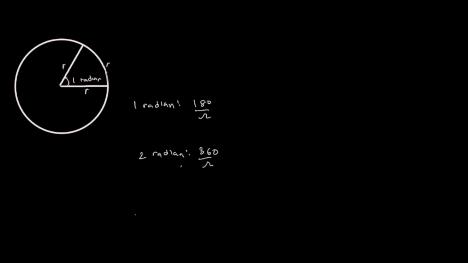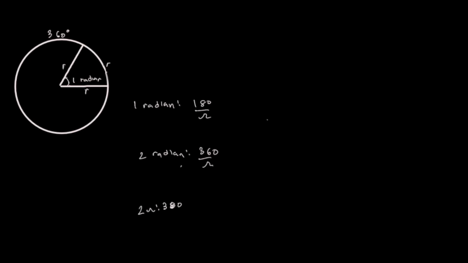So the basic conversion would be 2 pi is equivalent to 360, because the entire circle is 360 degrees in total. So in a lot of situations, you're going to have to convert radians to degrees and degrees to radians. A lot of times you can do this in your head for simple conversions.